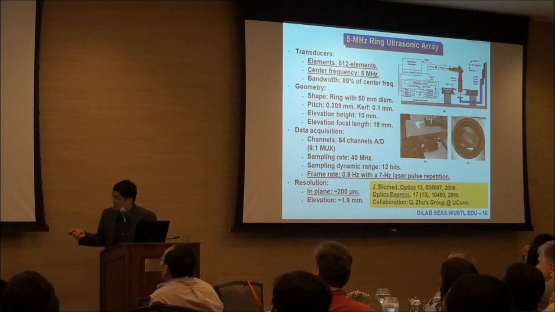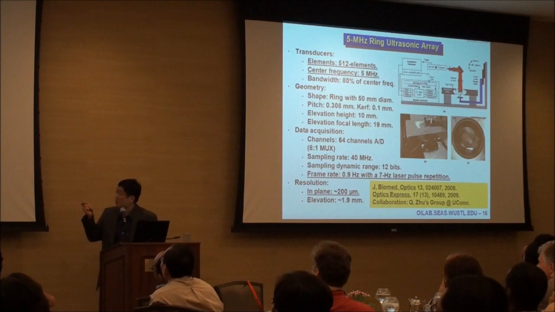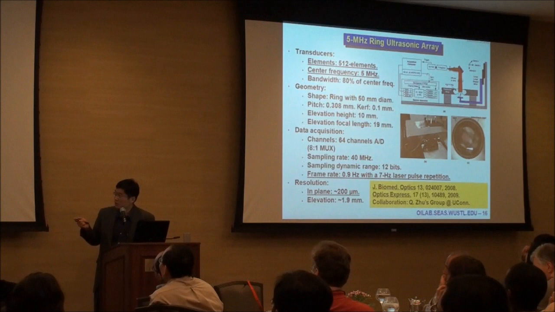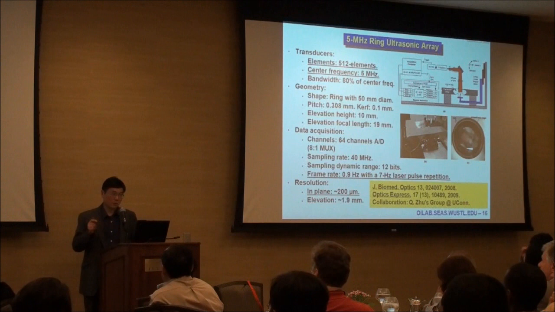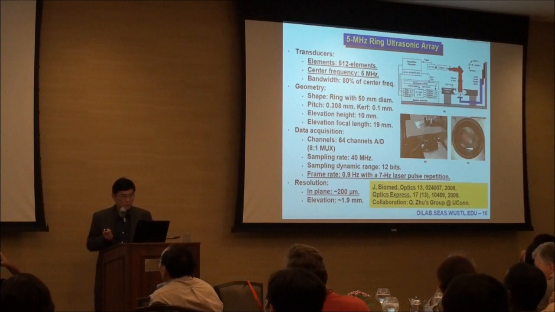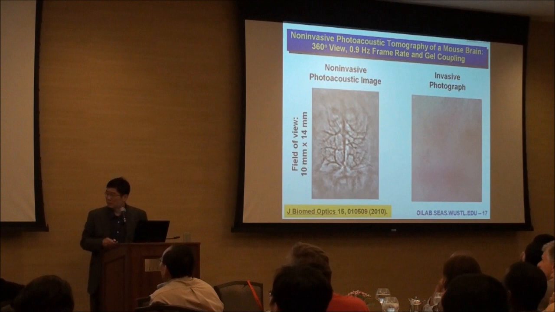In collaboration with the group at UConn, led by Dr. Zhu, we now have a 512 element ultrasound ring array. And it has 64 channels that we can deal with using 8-to-1 multiplexing. We can accomplish data acquisition through all 512 channels, so the data acquisition can be done within a couple of seconds. It's a lot faster than our initial system. So using this system, you can get a very good image of the cortical brains.